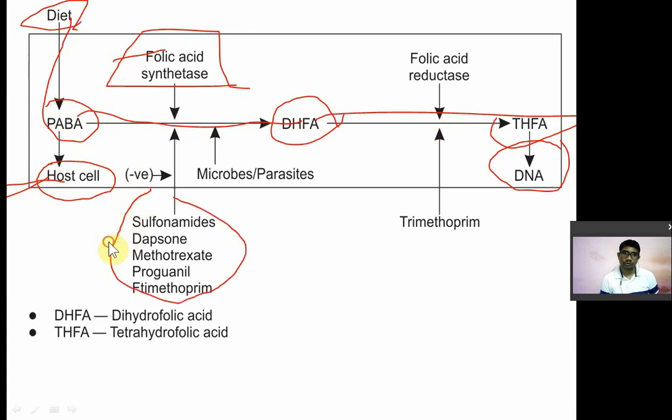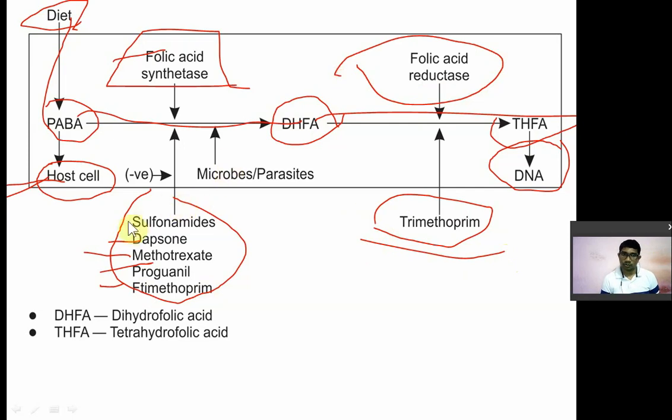Sulfonamides, dapsone, methotrexate, proguanil, trimethoprim. Okay, these will block or inhibit this folic acid synthetase. Now this trimethoprim is another drug. It is a pyrimidine derivative. Trimethoprim will inhibit this enzyme, folic acid reductase.